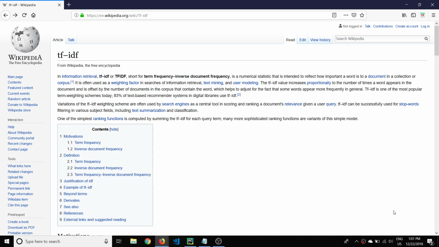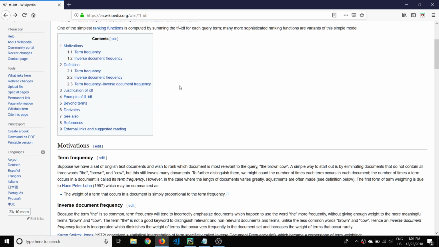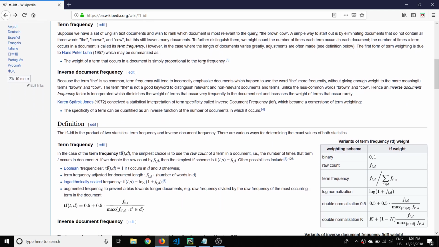So we want to offset that with the inverse document frequency, which is the number of times... well, we'll get to the calculation here, but essentially that's what it is. That's what we're going to look into here. So that's the overview.